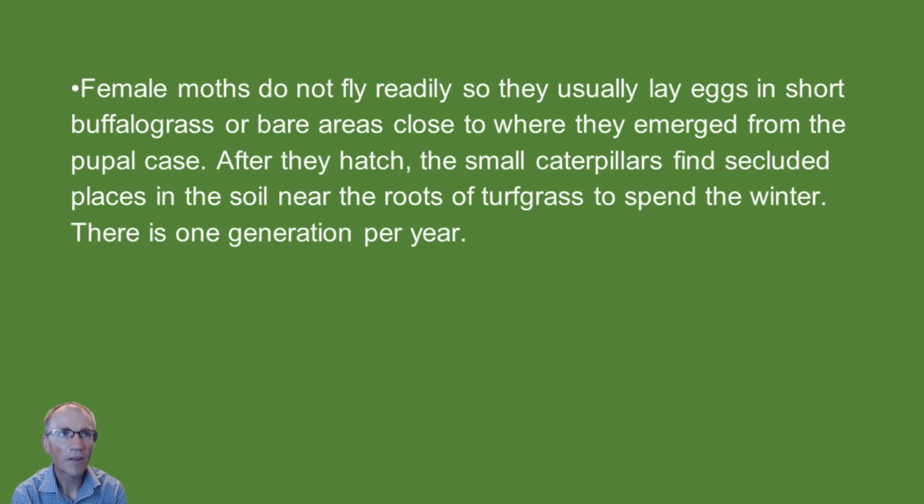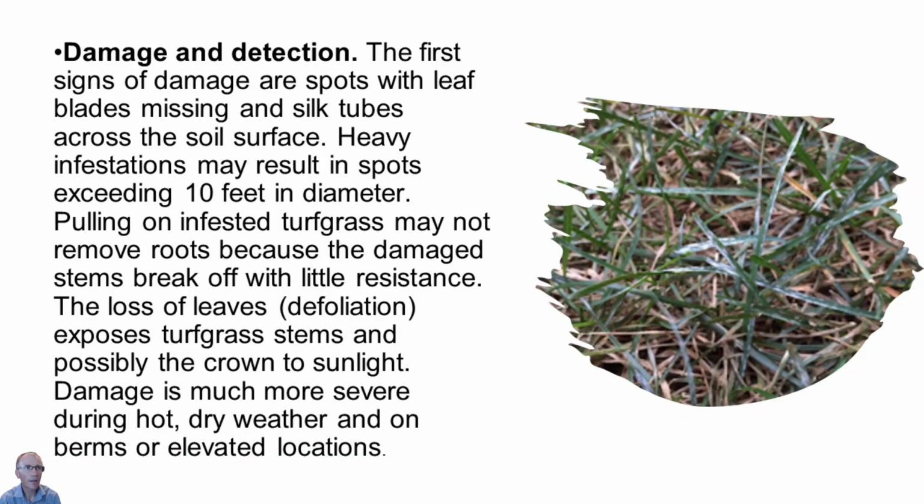Female moths do not fly readily, so they usually lay eggs in short buffalo grass or bare areas close to where they emerge from the pupal case. After they hatch, the small caterpillars find secluded places in the soil near the roots of turf grass to spend the winter. There is 1 generation per year. Damage and detection. The first signs of damage are spots with leaf blades missing and silk tubes across the soil surface. Heavy infestations may result in spots exceeding 10 feet in diameter.